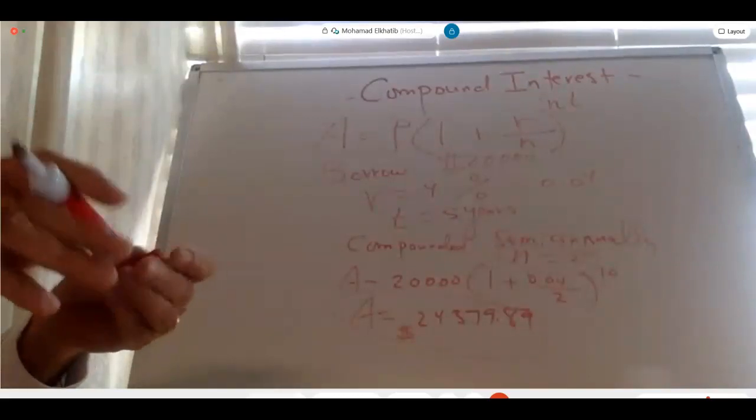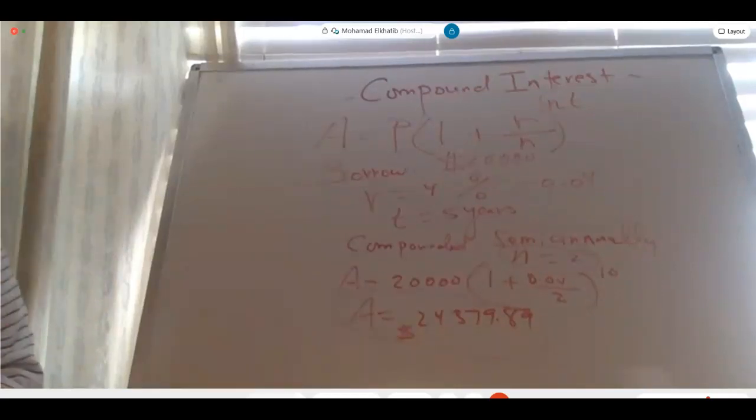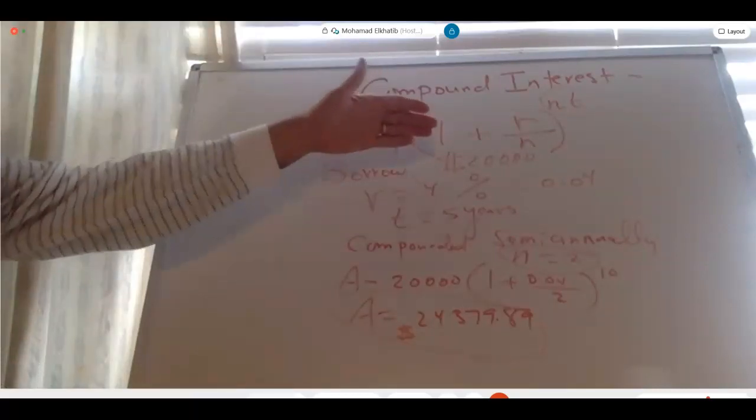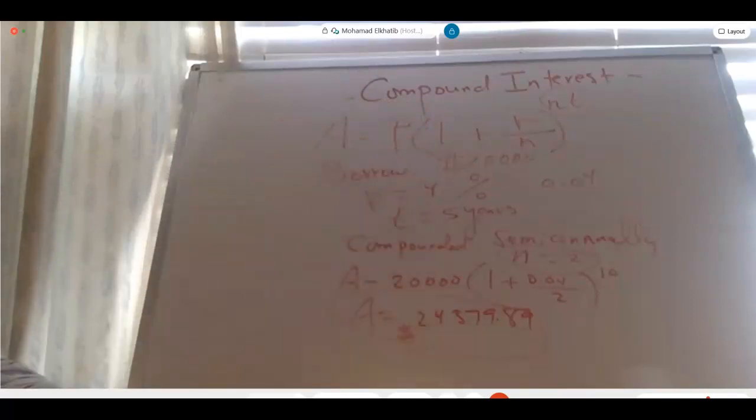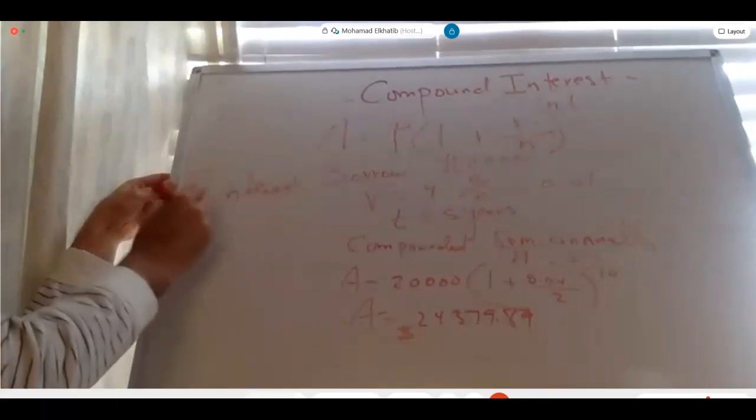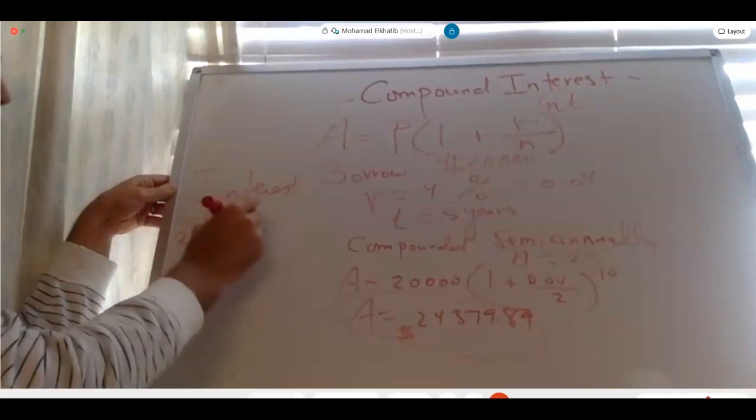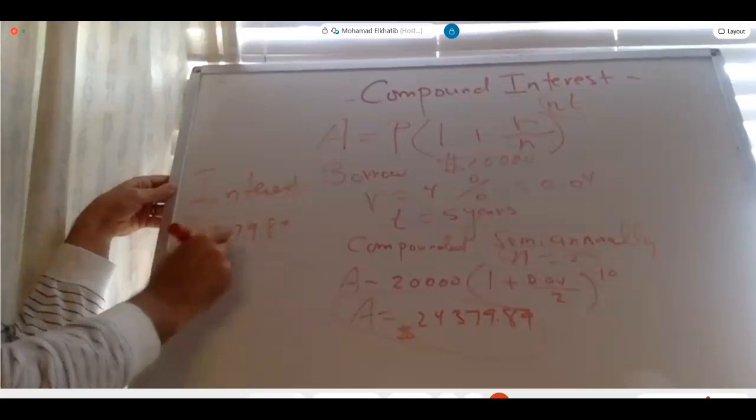So if I only borrowed 20,000 with the interest compounded semi-annually, and I decided to pay off in 5 years, not 20 years, I only owe them $24,379.89. So the 20,000 I borrowed, I'm only gonna be paying $24,379.89. If I want to figure out how much interest they charged me, which is a lot less than the other one, I'll subtract the amount that I borrowed from the amount that I paid at the end of the loan.